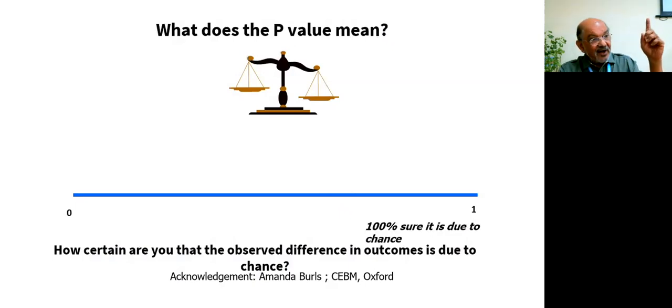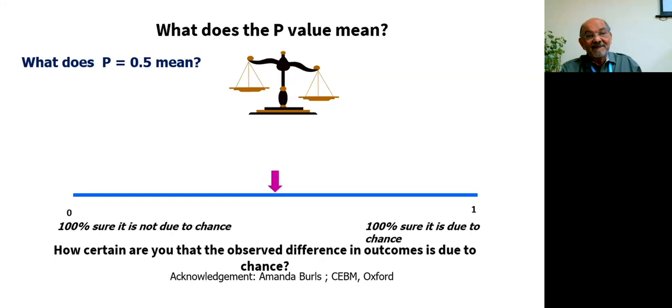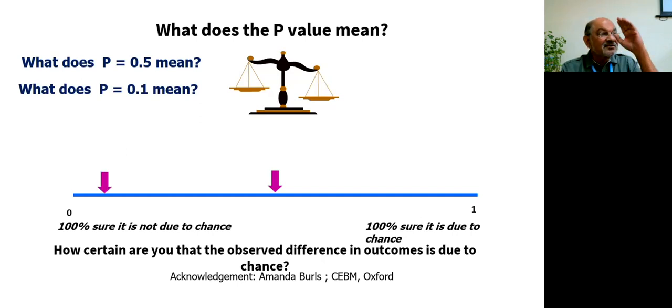If you get a p-value of 1, it means you're 100% sure it's due to chance. If you get a p-value of 0, you're 100% sure it's not due to chance. So when you get a p-value of 0.5, 50%, you don't know, right? If you get a p-value of 0.1, you're 90% sure this difference is not due to chance, right?